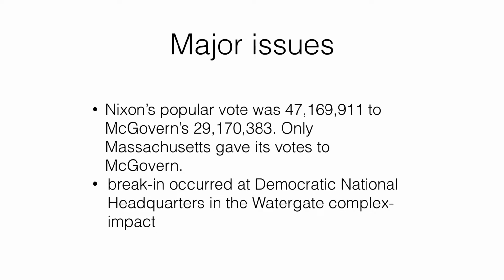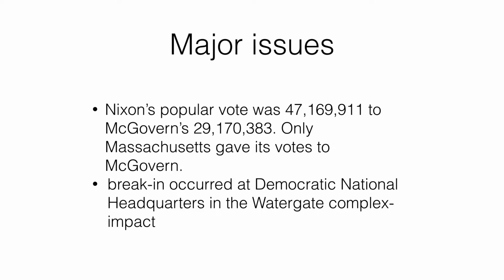The campaign ended in one of the greatest landslides in the nation's history. Nixon's popular vote was 4,769,911 to McGovern's 2,970,383. And the Republican victory in the Electoral College was even more lopsided, 520 to 17. Only Massachusetts gave its vote to McGovern.